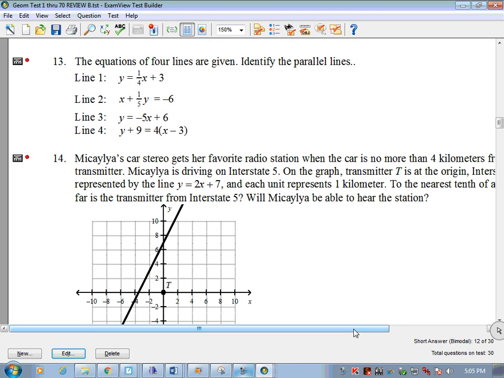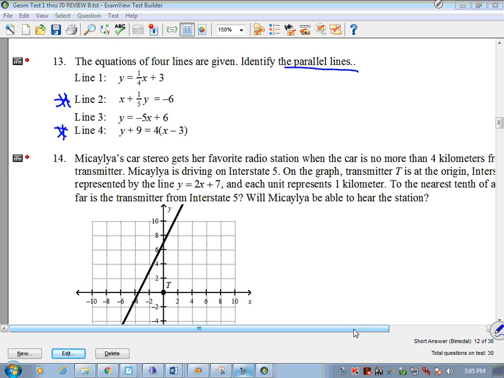Okay, this seems to be a very similar question to our very first one, or one of our earlier ones. Equations of four lines are given. Identify the parallel lines. Parallel lines are lines that have the same slope but a different y-intercept. You'll notice that two of these are already in slope-intercept form. 1 and 3 are already set up, so the only ones I really have to change are 2 and 4.